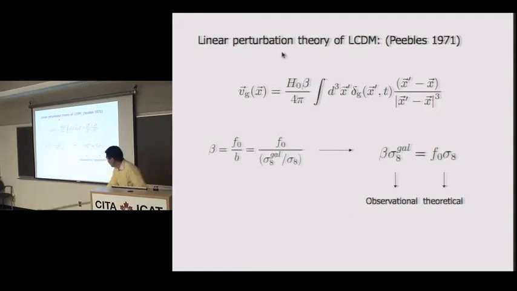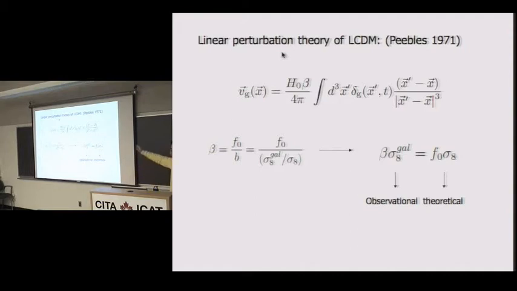By rearranging these quantities, you get beta times sigma 8 galaxy equals f times sigma 8. This equation is nice because on the left-hand side, beta is observationally determined. You just compare these two fields, find the coefficient, and then you know beta. Sigma 8 galaxy is also observationally determined. You have a galaxy catalog, and you can just calculate its RMS fluctuation.